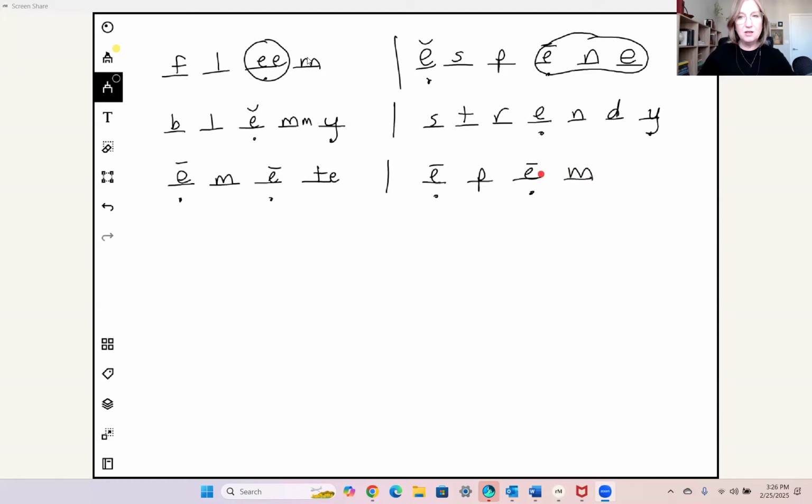I could put one here, but that is for single syllable words. This word has more than one syllable. I can tell because there are two vowels that don't touch. So I'm going to use this longer pattern, E, consonant, silent E. There is E-peem.